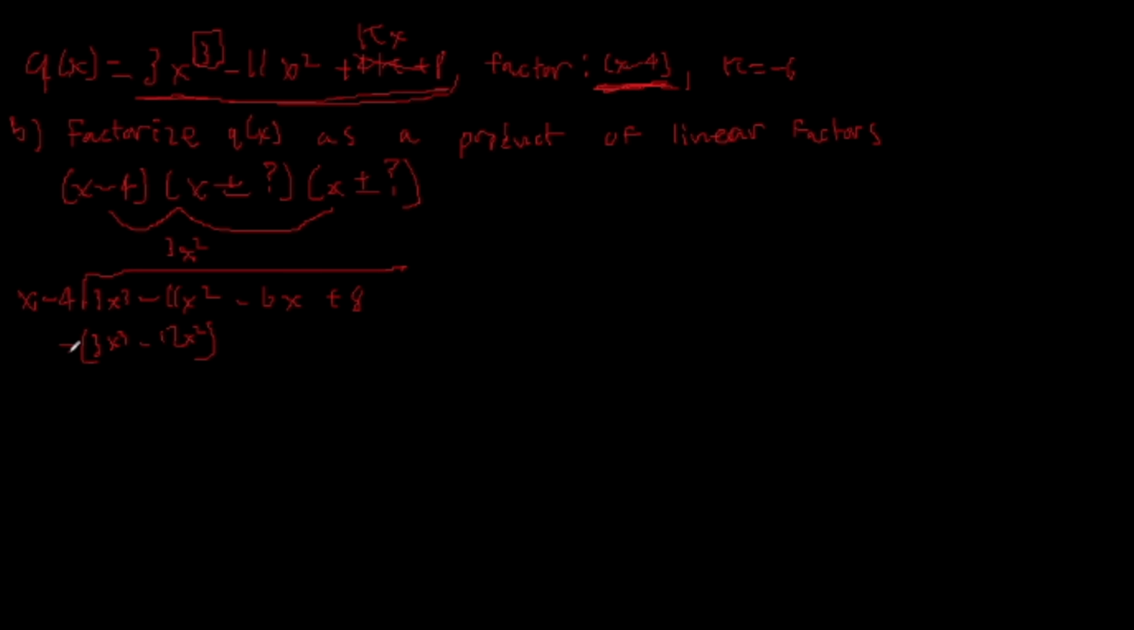And what this will come out to be, the 3x cubed will cancel out, and negative 11x squared plus 12x squared comes out to be just x squared.